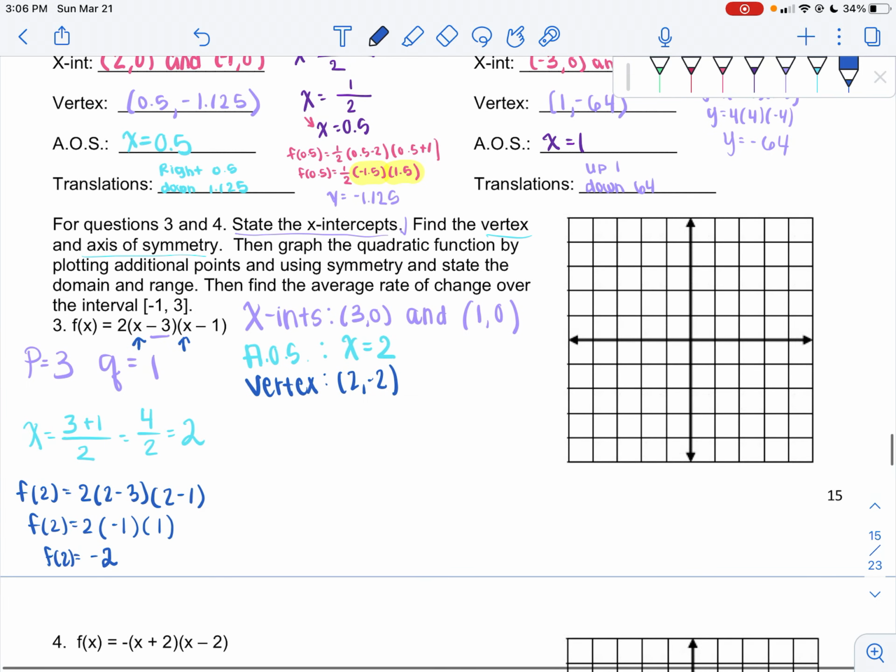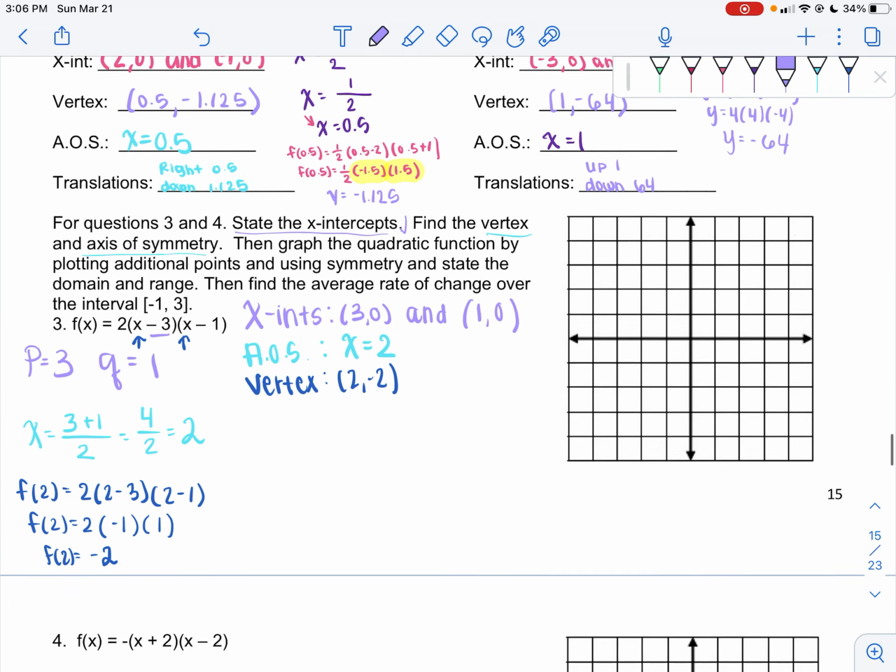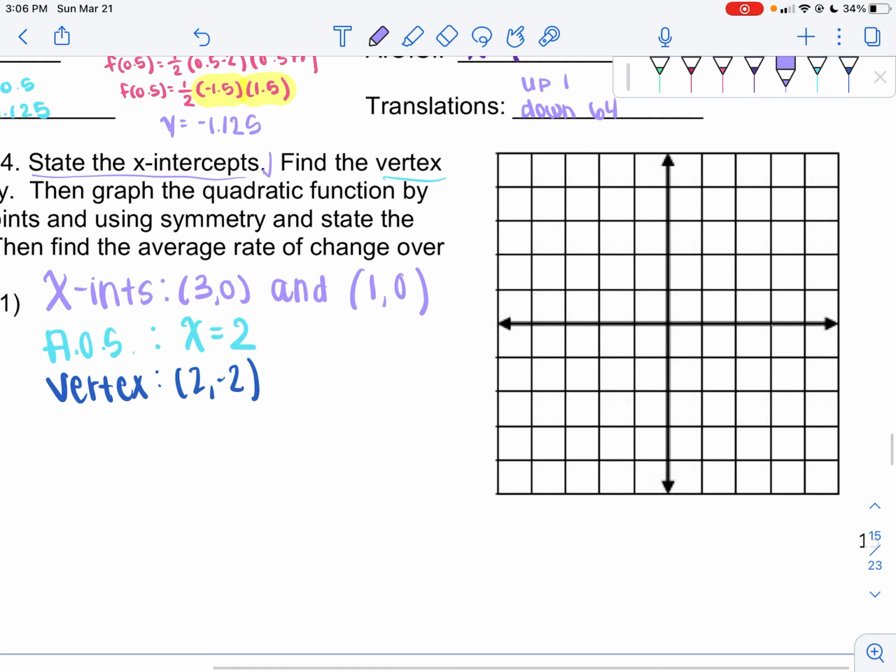Okay, so let's plot these points that we already have. Starting with our x-intercepts, we know we have over 3 up 0, and then over 1 up 0. And then our vertex is at (2, -2). And since we know what parabolas look like, that is already enough for us to connect our points here. We're going to go up and up. And our axis of symmetry would go through that vertex, that vertical line, at x equals 2.